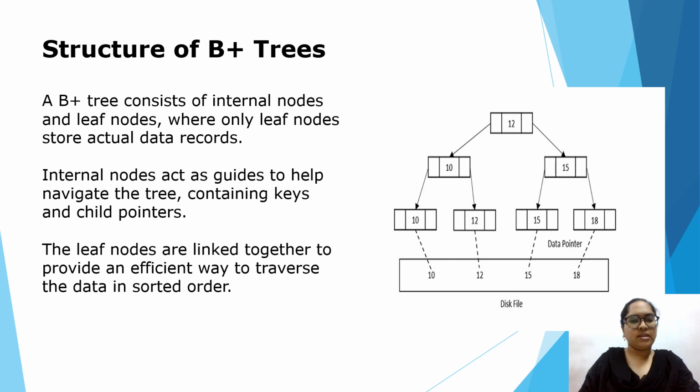Here it says the same thing, that a B+tree consists of internal nodes and leaf nodes. Only leaf nodes store actual data records. Internal nodes act as guides to help navigate the tree, containing keys and child pointers. Here the leaf nodes are linked together. When we consider B-trees, the nodes are not linked, but in B+trees the leaf nodes are linked together. Actually this provides an efficient way to traverse the data in sorted order.